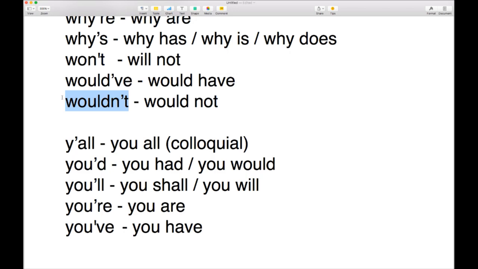Okay? And the next one is wouldn't. Very common. Wouldn't. It means would not. I would not go. I would not go to my brother's house last week because I didn't want to. I wouldn't go. I wouldn't go to my brother's house last week because I didn't want to.